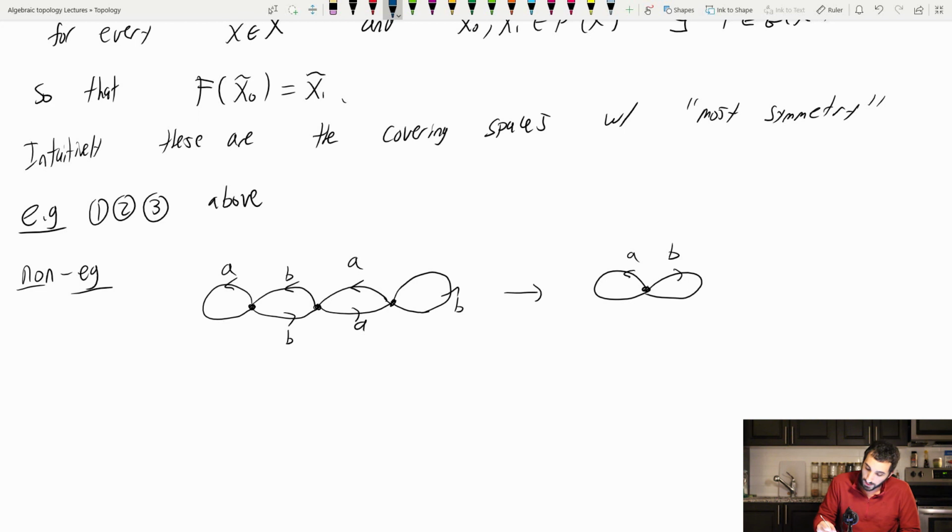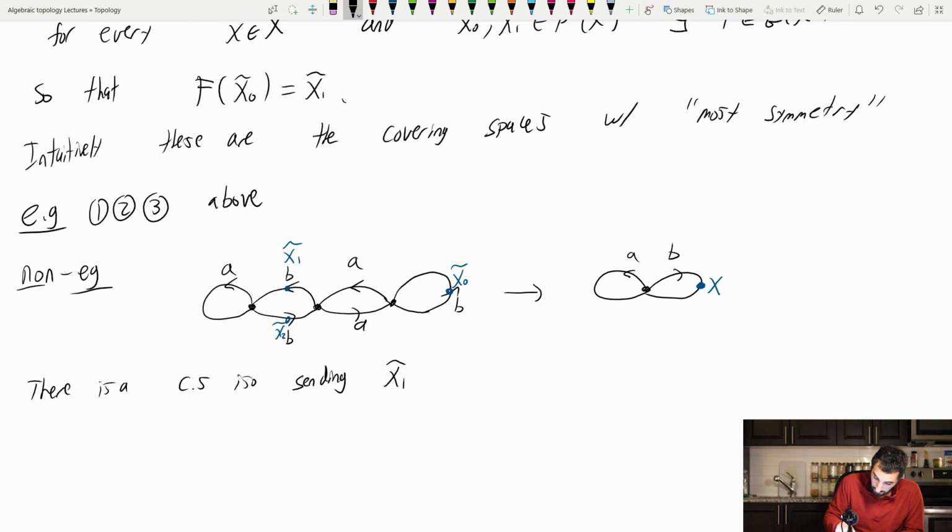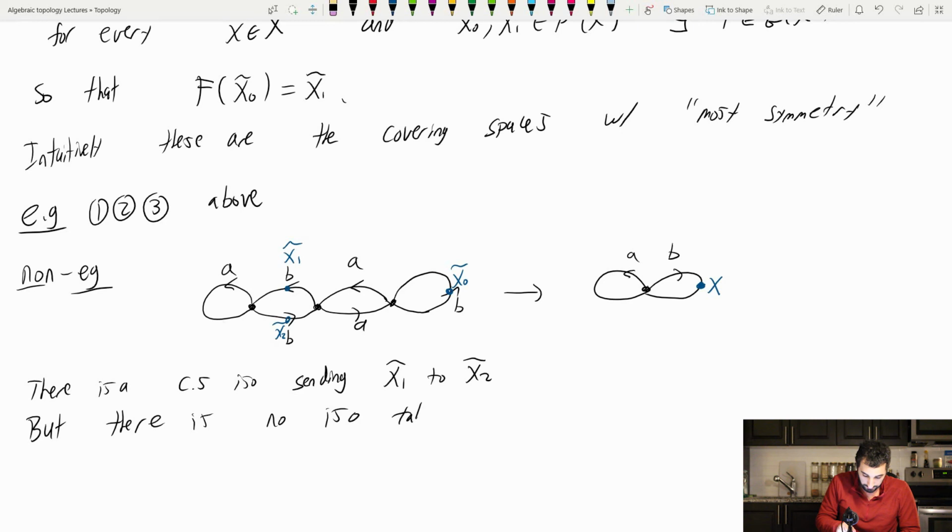Here's why. Let's look at this point here, x. Now, it's going to lift to a couple points. It lifts to all of the midpoints of the edges labeled B. So this is x0 twiddle, x1 twiddle, and x2 twiddle. So we see this is a triple cover. But somehow, this is not symmetric. There is a covering space isomorphism sending x1 twiddle to x2 twiddle. You just put a vertical line in, cutting all the circles in half, and flip across it. But there is no isomorphism taking x0 twiddle to x1 twiddle or x2 twiddle.